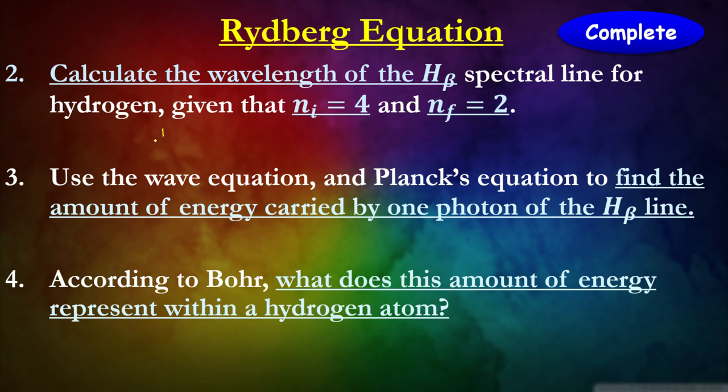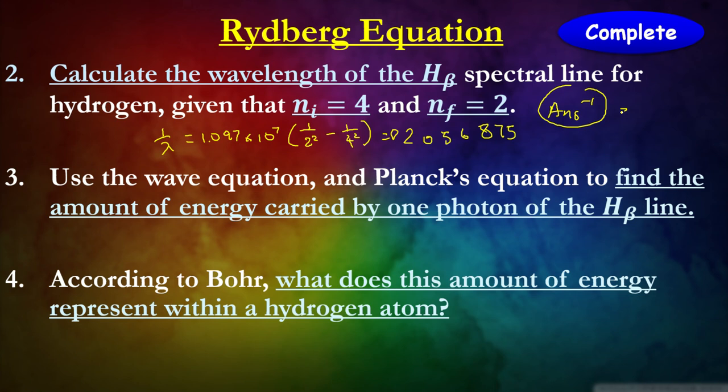So if we want to calculate the wavelength, it's 1 over lambda equals 1.09 times 10 to the power of 7, times 1 over the final, which is 2 squared, minus 1 over the initial, 4 squared. The value we get, plugging it into my calculator, is 2056875. And then we need to find the inverse of our answer to find the wavelength. And so our wavelength is 1, 2, 3, 4, 5, 6, 7, so it would be approximately 4.86 times 10 to the power of minus 7 meters there. So that's what we get.